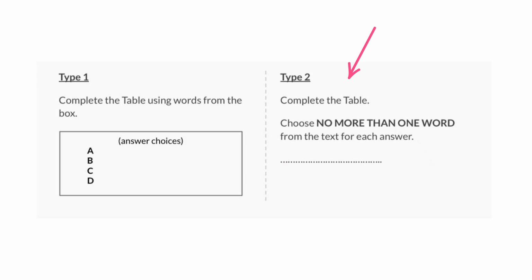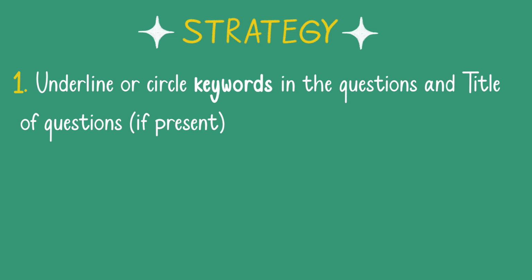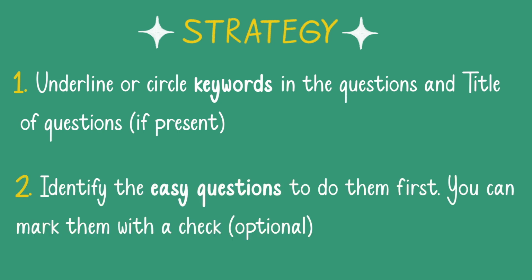It's time to work on the basic strategy that we have to follow in order to answer this type of question. The first step is you underline or circle keywords in the questions, all right? And the title of the question. And then the next step is to identify the easy questions to do first. That is what we always do. We answer the easiest questions first, and then we move on to the next questions.